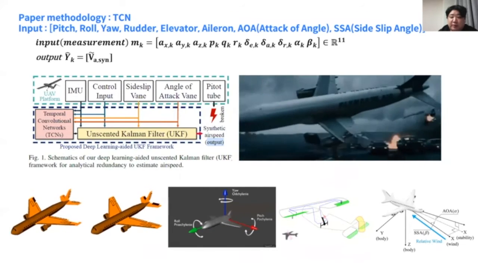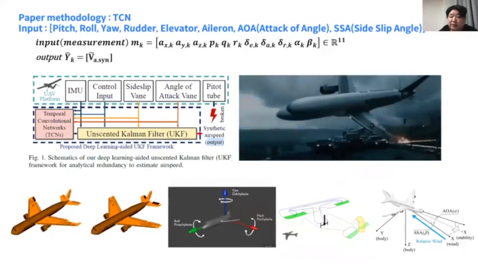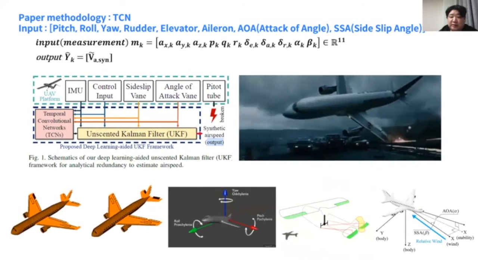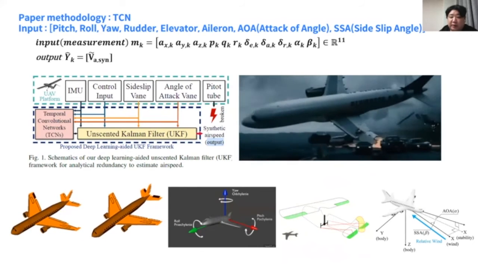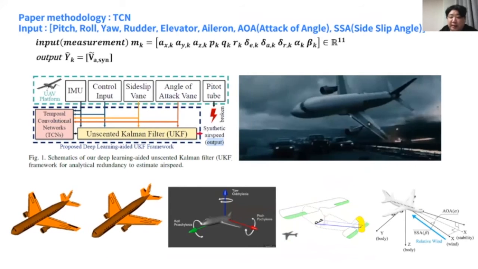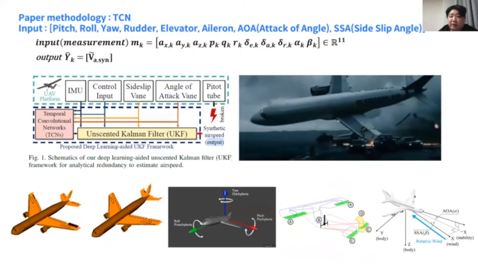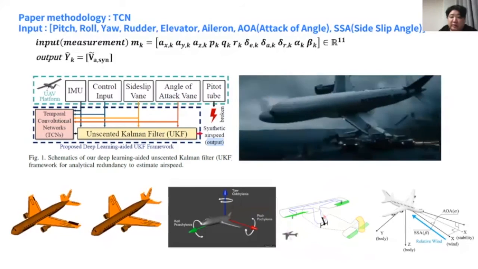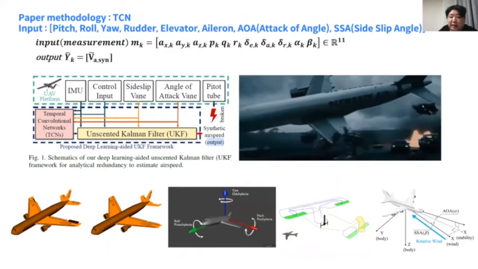So in this paper, airspeed is predicted using TCN techniques. Input data are pitch, roll, yaw, rudder, elevator, aileron, AOA, and SSA. Their values are time series values. Airspeed is predicted from the input data.